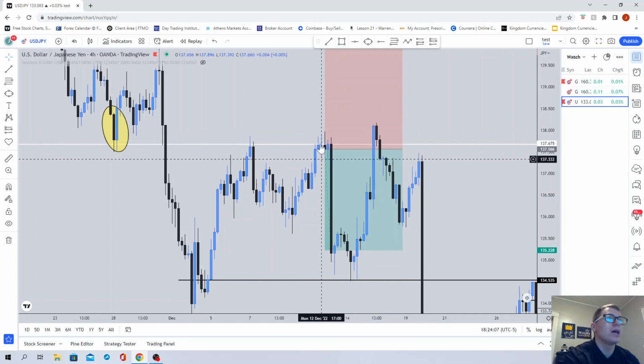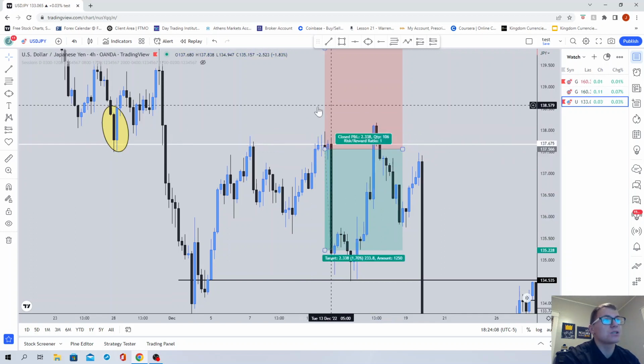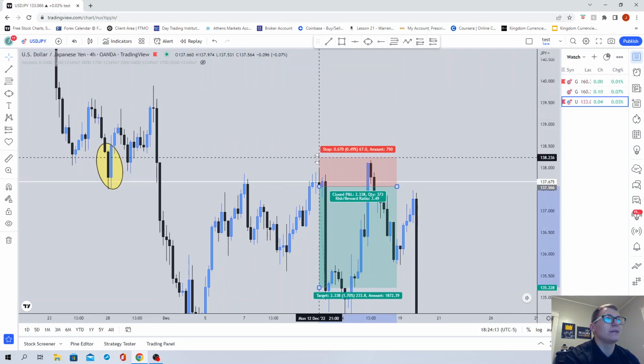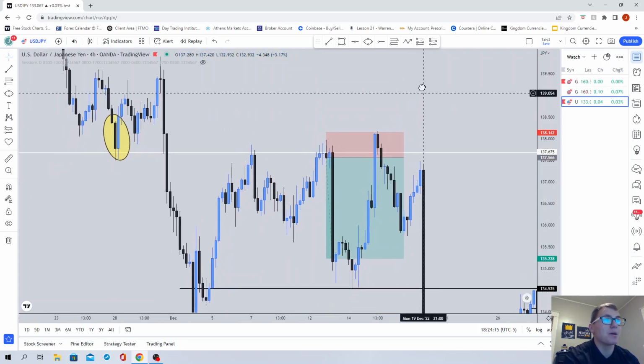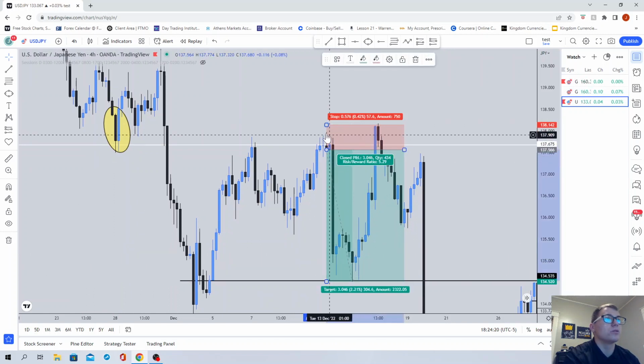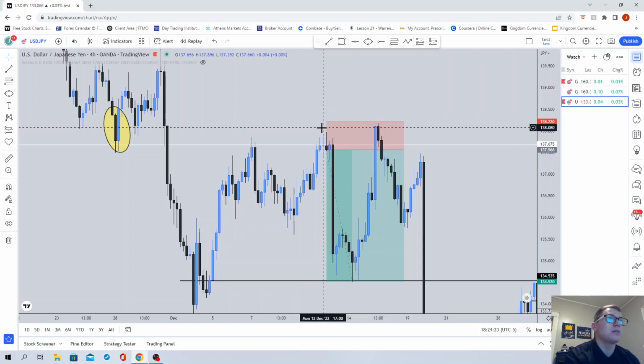I don't really know if I would have taken this exact setup. I probably would have dropped down to a different time frame just because it's not the cleanest setup. But nonetheless, it is a bearish engulfing. Once again, targeting next level. Stops go above the previous level of resistance. Bing, bing, bing. That's an entry.